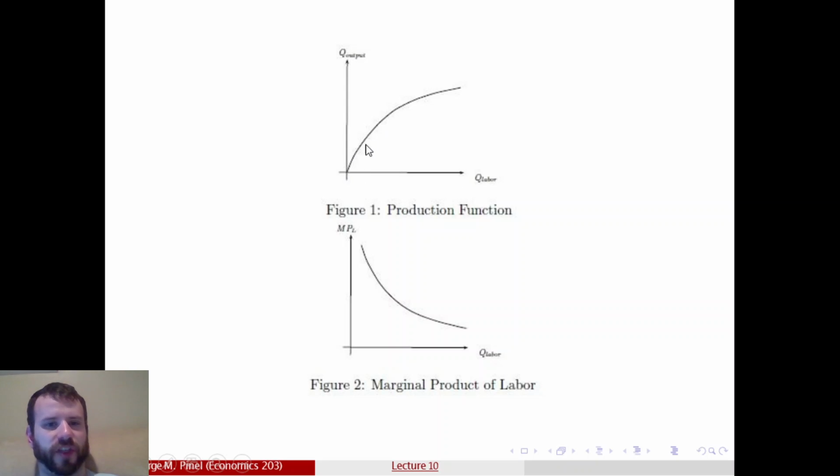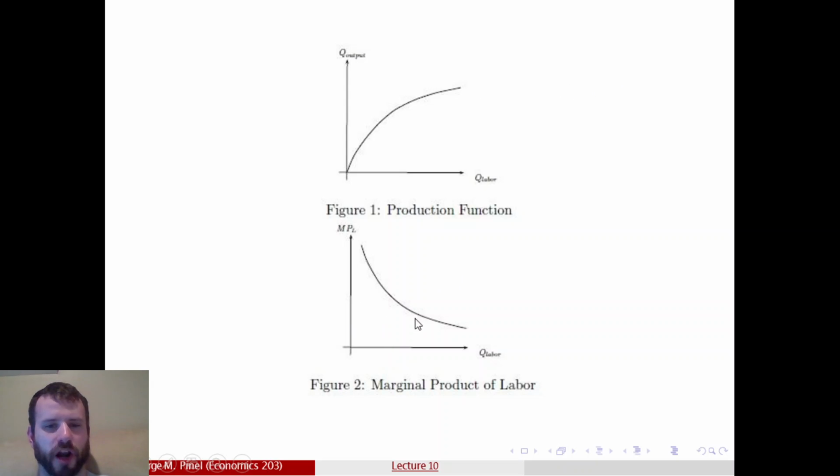But notice that the output is increasing for every unit of labor, but it's increasing at a slower rate. It bends, right? It starts to curve down. It's never going to decrease, but it's going to increase, and the more it increases, the flatter this line is going to get. Okay.